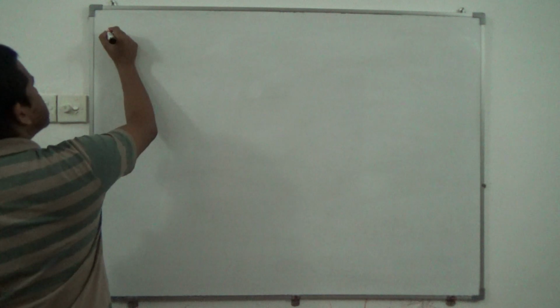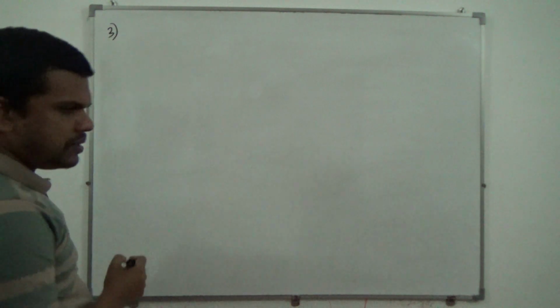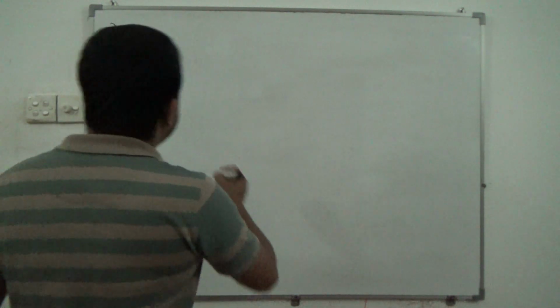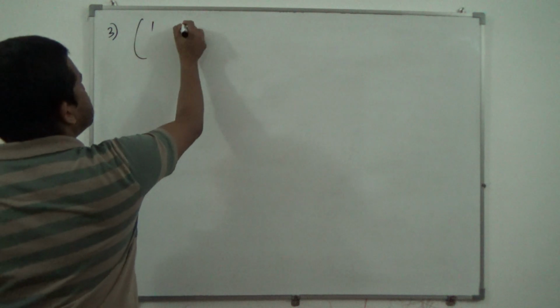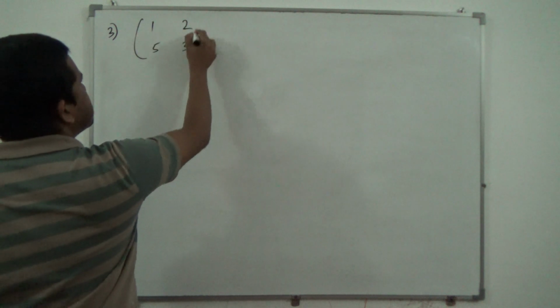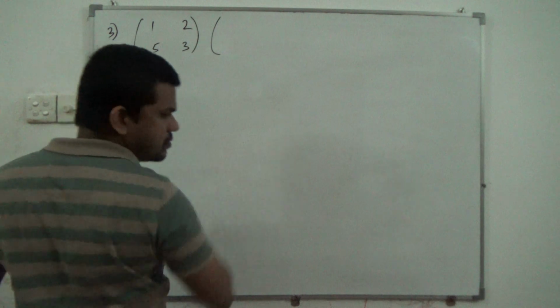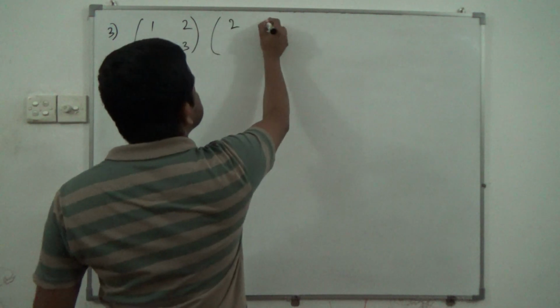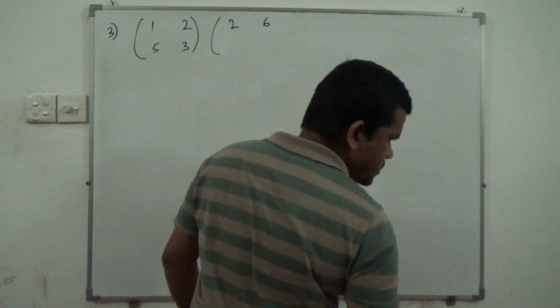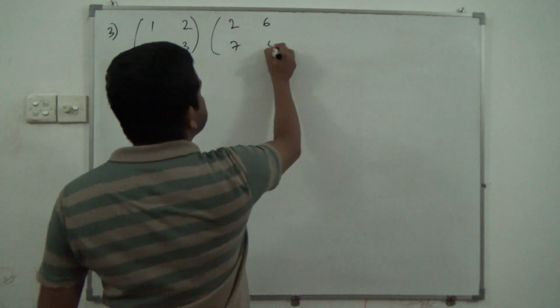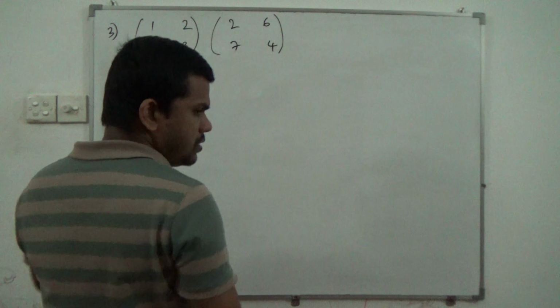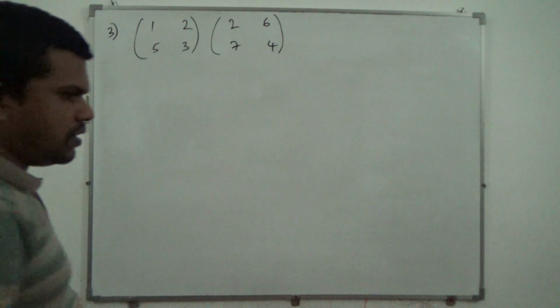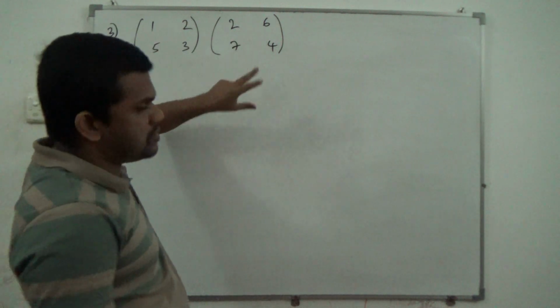So we have a third example. These are the two matrices: 1, 2, 5, 3 and 2, 6, 7, 4.